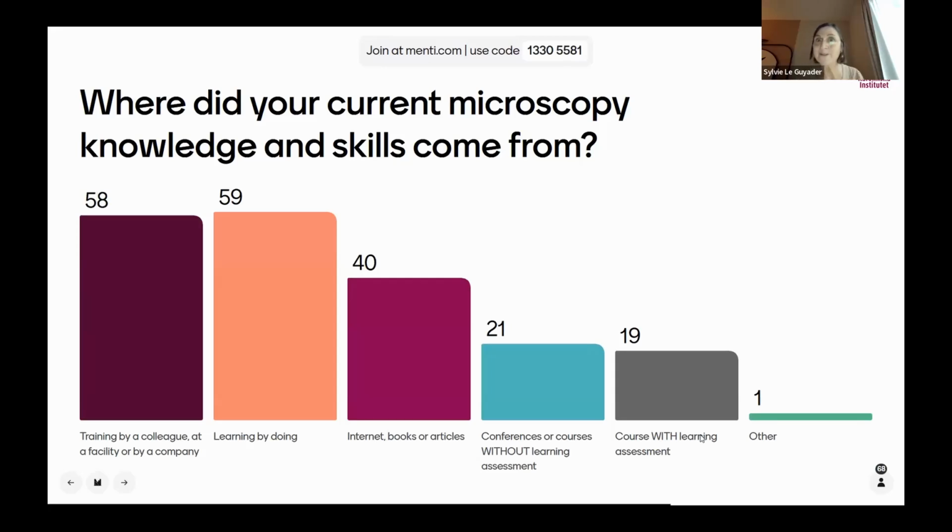And then I see someone who is other, and then I'm very curious to know what it is. So please write in the chat what the other is. But I mean, these results are very, very typical. Most people at core facilities, including myself, are in this situation where we are trained by someone and we slowly develop, and then we become core facility people and we start teaching others.